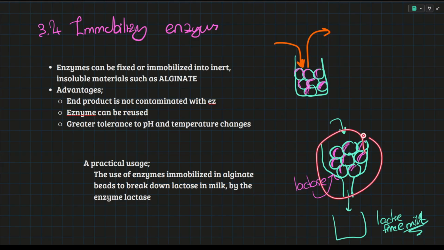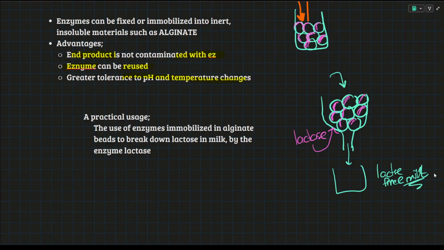What have we done? We have immobilized the enzyme. What are the advantages to doing it in this particular method? We have no contamination. We can reuse the enzymes. The end product, the lactose-free milk, is not contaminated with the lactase. And these enzymes are going to be more tolerant to pH and temperature changes. With that, we have come to the end of this specific enzymes chapter.